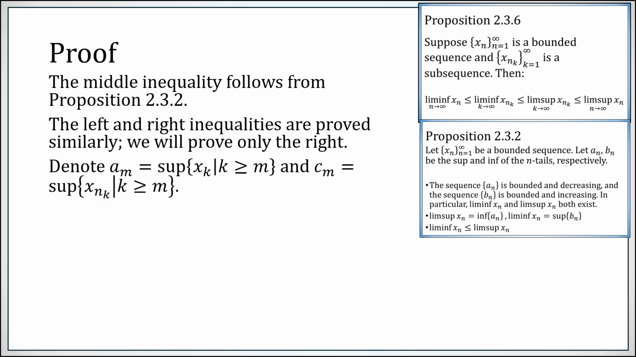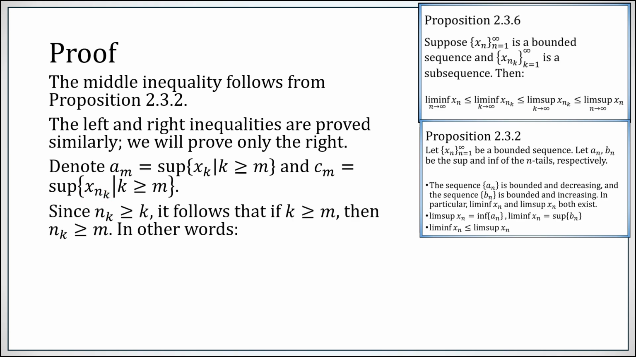Now we've established way back when first working with subsequences that the index for your subsequence is at least as large as k. The kth choice of index must be at least as large as k itself. So if k is at least as large as m, then n_k is also at least as large as m. In other words, what we're saying here is that the m-tail of the subsequence is a subset of the m-tail of the original.